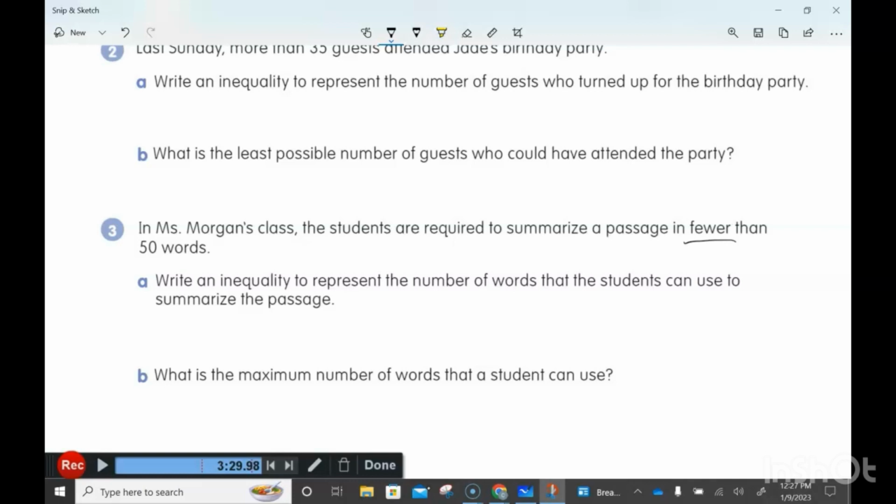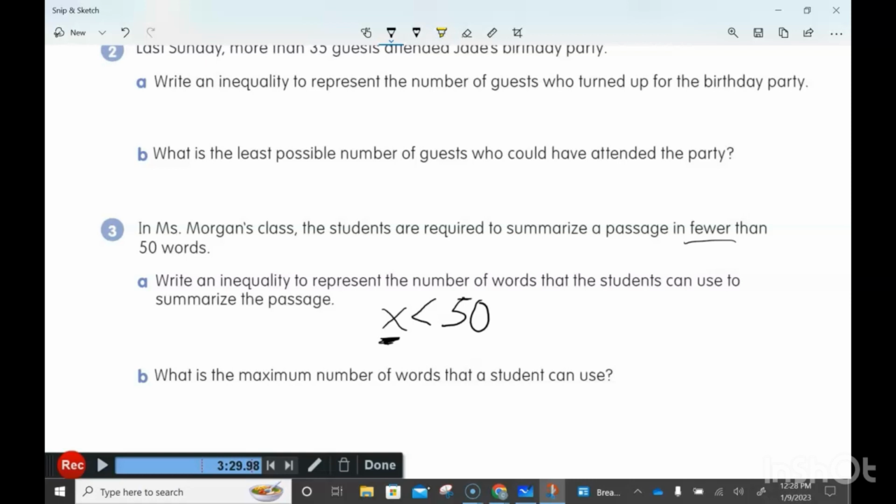Now, you can use any variable. It does not tell us here. Now, what I'm going to use is X is less than 50. So that's going to be the inequality to represent this. Why is that? X represents the students are required to summarize the passage in fewer than 50 words. So this X represents the amount of words. We know it's less than 50. We don't put a line underneath it, meaning it's going to be equal to or less than. It's just less than 50 no matter what.